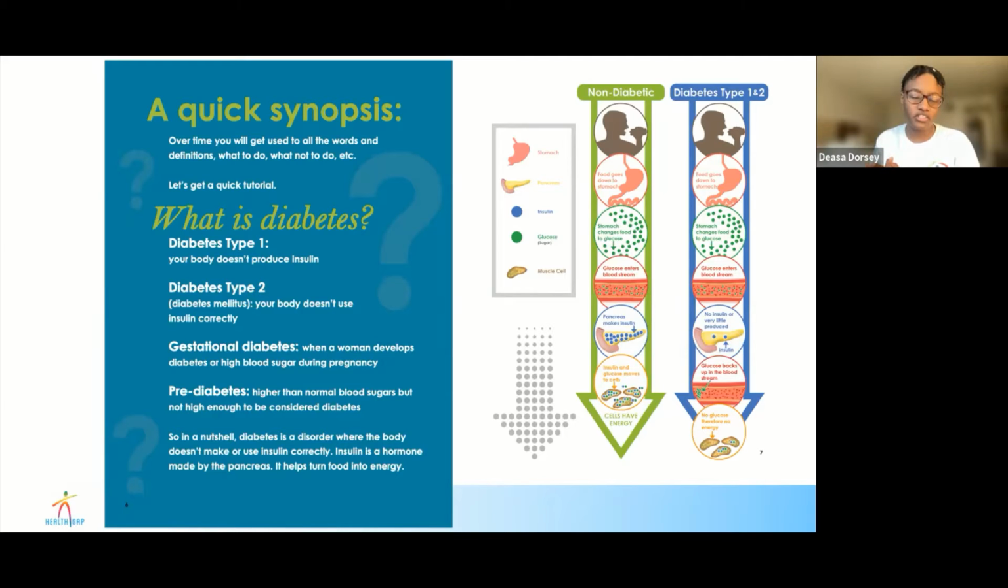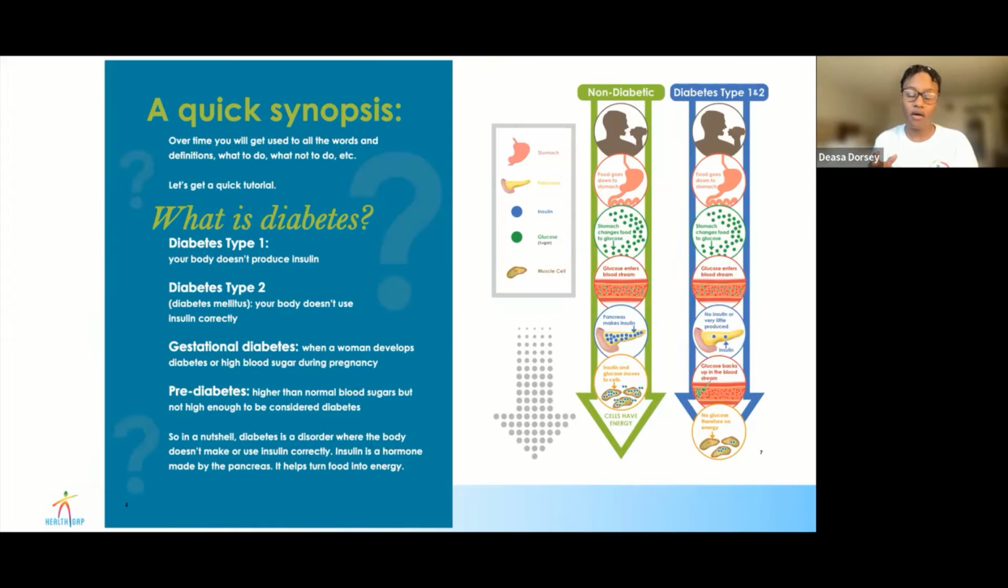Then there's gestational diabetes. That's when a pregnant person develops diabetes or high blood sugar during pregnancy. With gestational diabetes, it may go away after the baby is delivered. But I will tell you that it does increase the chances of somebody developing diabetes type 2 later on in life.